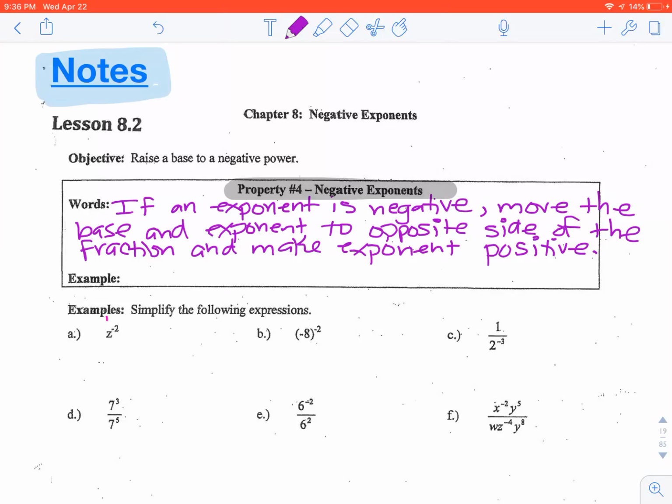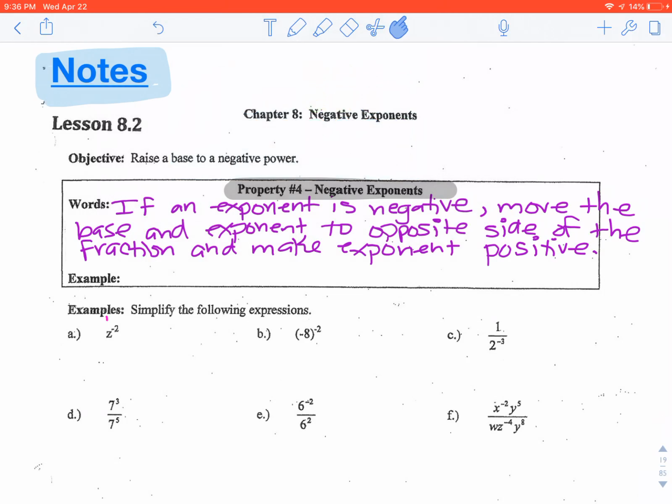Hi everyone, in this lesson we are going to discuss exponent property number 4, which is the negative exponent property. The negative exponent property basically tells us that we are not allowed to leave our answer with negative exponents. So if it's negative, you're going to pick it up from where it is and move it to the opposite side of the fraction. The formal definition says if an exponent is negative, move the base and exponent to the opposite side of the fraction and make the exponent positive.